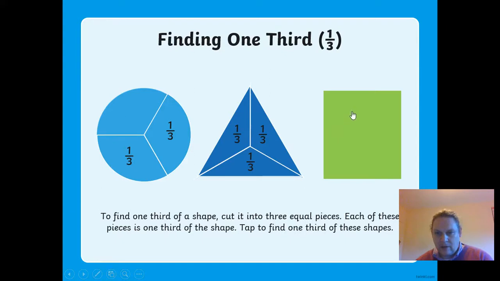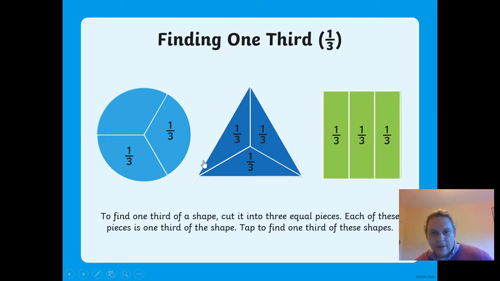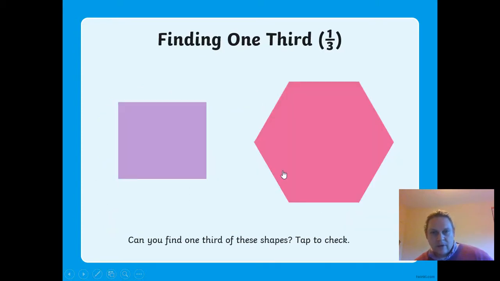Now what about this shape here, the rectangle? A little bit easier, this one. A third, a third, and a third. So we've got the 3 equal pieces there. So they're thirds. Right, let's have a look at the next one.